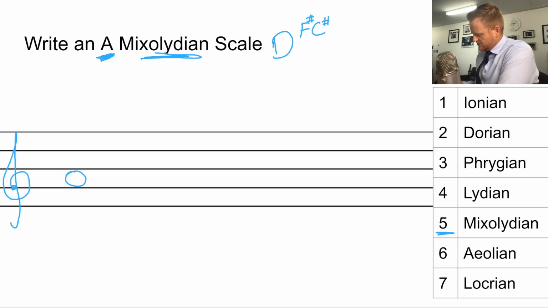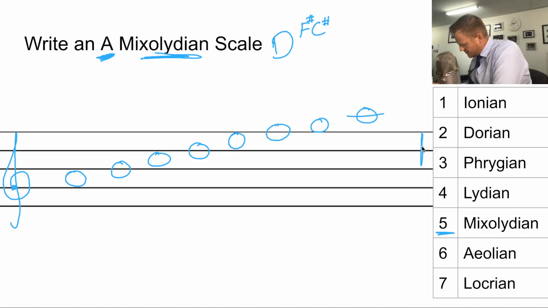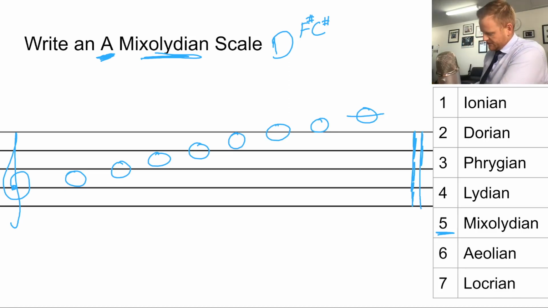Okay, so again, I could do either. I'm going to use a key signature this time. Should finish with a double bar line, shouldn't I? Try and make it neat. So I could just put F sharp, C sharp, and that would be done. I've written an A Mixolydian scale. Okay, so that's how to do that.